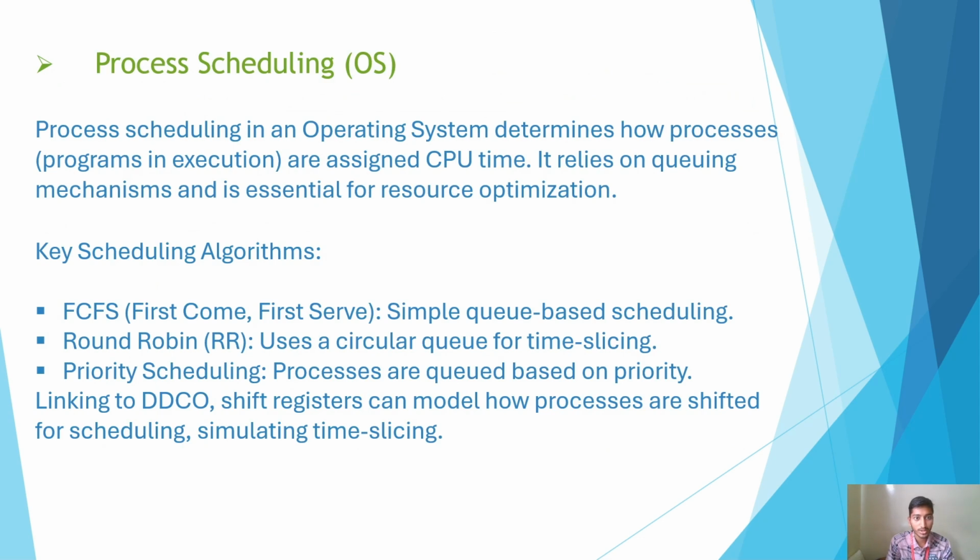Process scheduling. In process scheduling, the operating system determines how processes in execution are assigned CPU time, and it relies on queue mechanisms, which are essential for resource optimization. Key scheduling algorithms: FCFS, first come first served, is a simple queue based scheduling. Round robin uses a circular queue for time slicing. Priority scheduling: processes are queued based on priority. Linking to DDCO, shift registers can model how processes are shifted for scheduling and simulate time slicing.